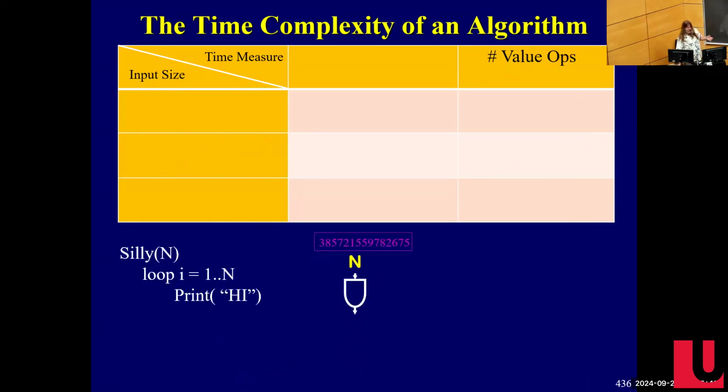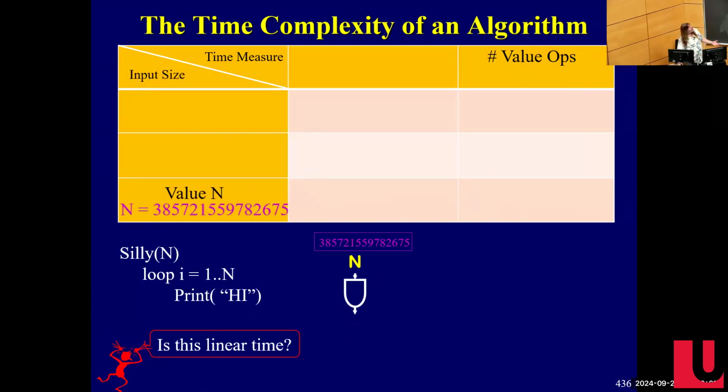So then let's look at the silliest kind of computation, where we input some value and we say hi that many times, right? And here's some example input, right? Then you can say, well, is this a linear time algorithm? What's the size of the input? Well, you could say the value is the size of the input. And what's the time complexity? Well, it's the number of times you say hi, right?